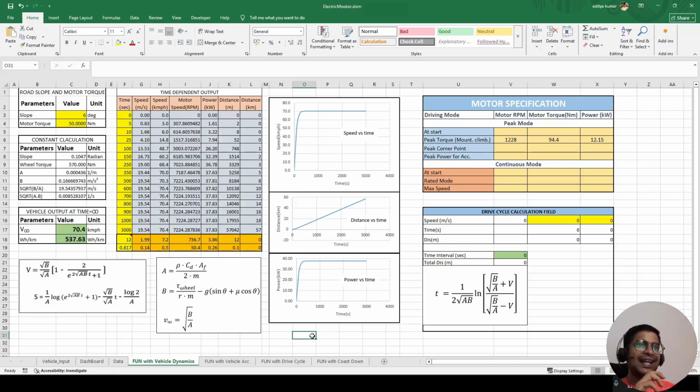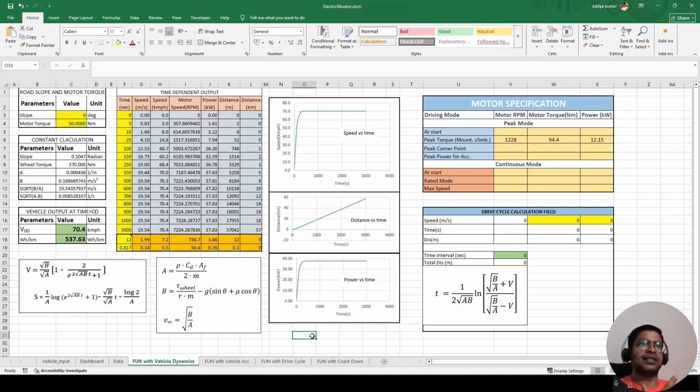So let's go to the next set of discussion. What is our main goal? Our main goal is to find motor specification. And you can ask the question, hey, what do you mean by motor specification? In very simplistic terms, the motor specification is nothing but the pair of torque and RPM for the motor.